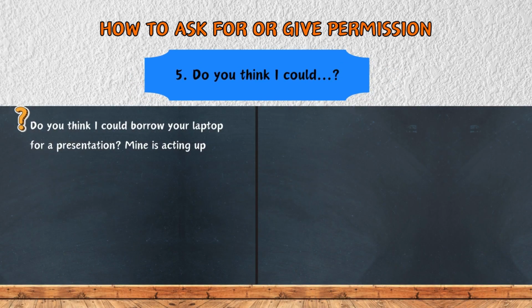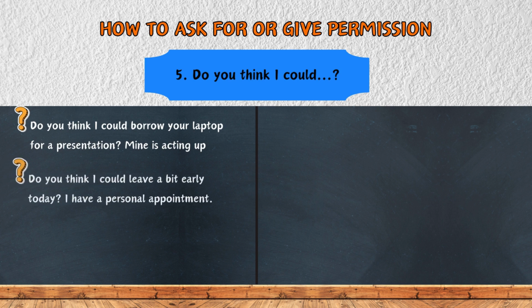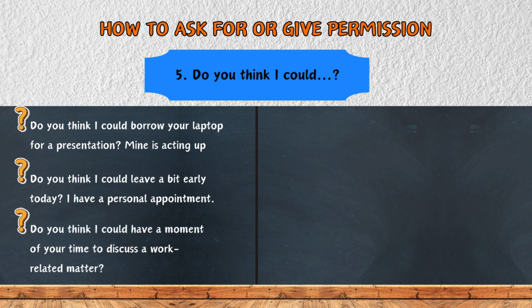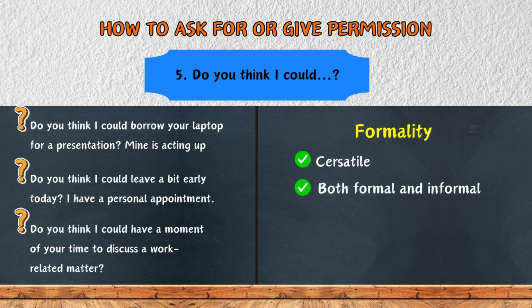Examples: Do you think I could borrow your laptop for a presentation? Mine is acting up. Do you think I could leave a bit early today? I have a personal appointment. Do you think I could have a moment of your time to discuss a work-related matter? This structure is versatile and can be used in various settings, both formal and informal. It strikes a balance between politeness and clarity.